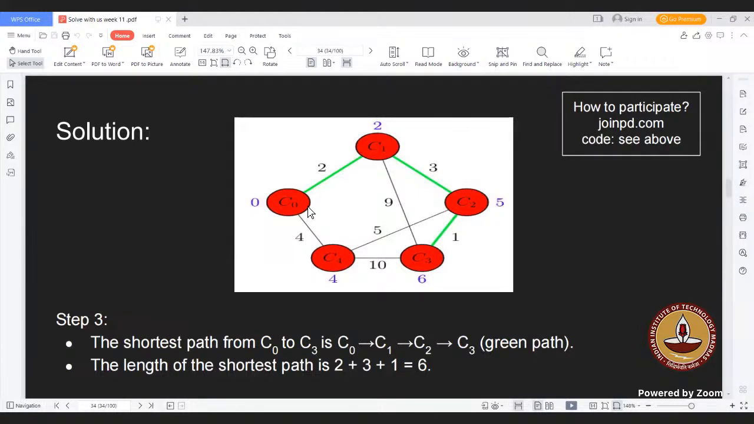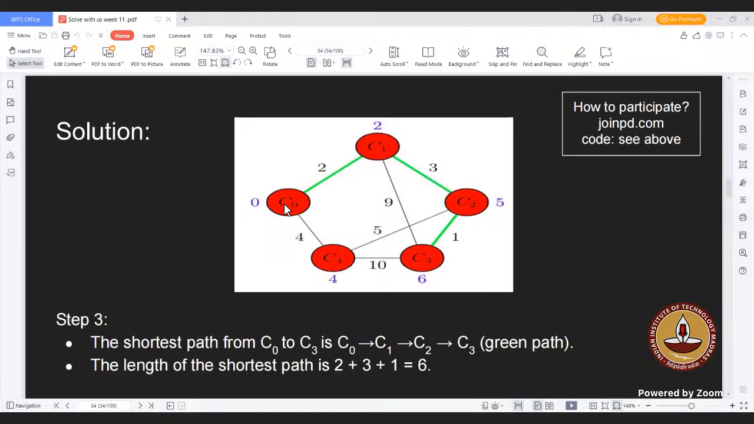Yes, sir. So this is the shortest path: C0 to C1, C1 to C2, and C2 to C3. So the shortest path weight is 6. Okay, so the answer would be 6,000. So it does not matter if it's planar or not planar, right? For Dijkstra's algorithm, yeah. Yes, sir. Okay.